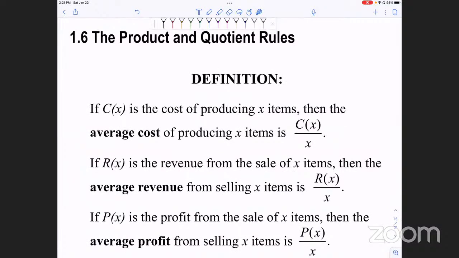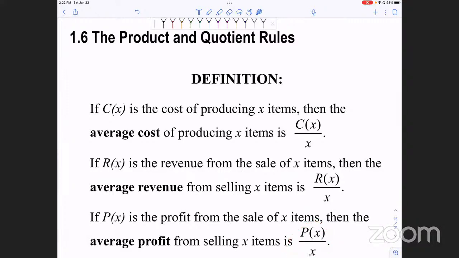We have some definitions. It says if C of x is the cost of producing x items, then the average cost of producing x items is given by this. If R of x is the revenue from the sale of x items, then the average revenue from selling x items is R of x over x. The profit from x items, then the average profit of selling x items is this.